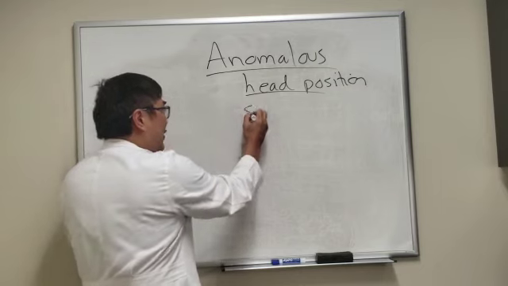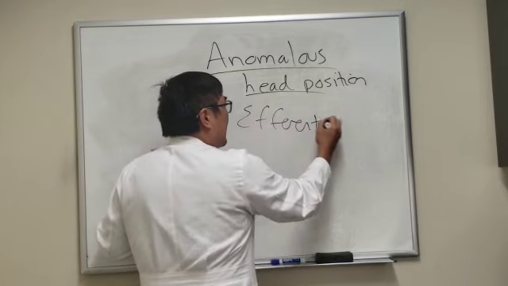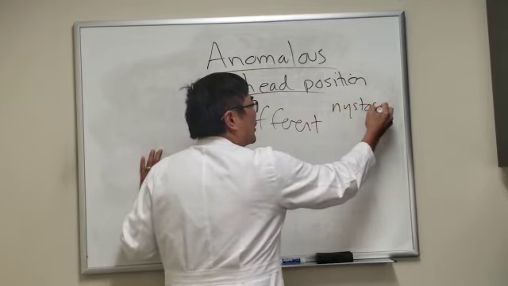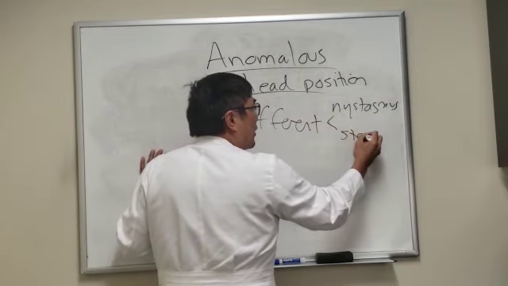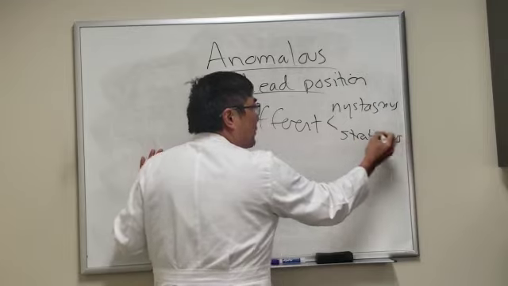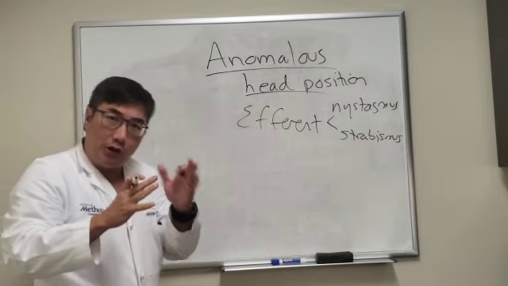So on the efferent side, that's going to be nystagmus. We want to look in a position where our nystagmus is least. Or in strabismus, we want to look away from the weak muscle or nerve to reduce the diplopia.